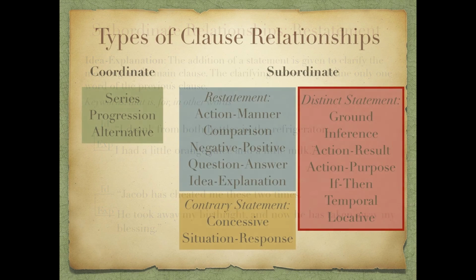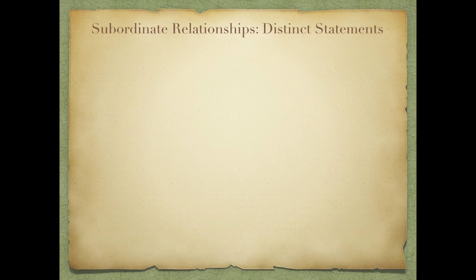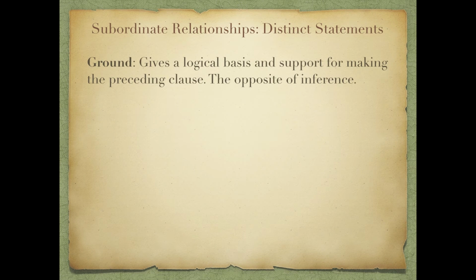Let's move on now to talk about distinct statements. There's 7 of these. First is ground. If you have a ground relationship, basically you're looking at a clause that gives a logical basis and support for making the preceding clause. This is the opposite of inference, which we're going to talk about in just a minute. Keywords include for, because, or since.